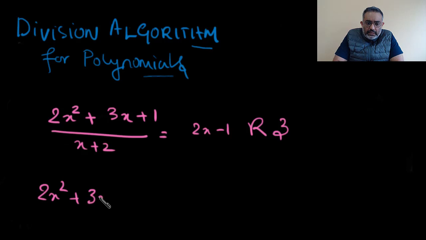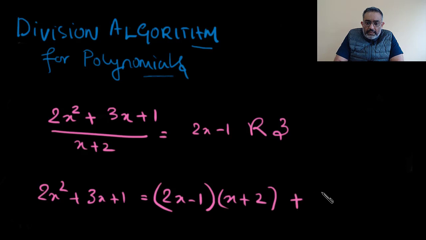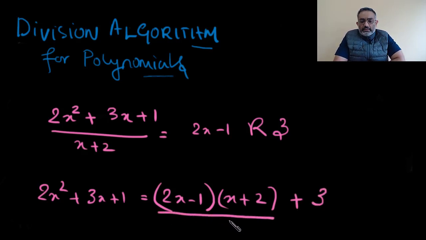squared plus 3x plus 1 is equal to these two terms multiplied together, so 2x minus 1 times x plus 2, plus 3. I urge you to do this, multiply these two things at home and add 3, see if you get this, and I am pretty confident that you would be able to prove this equality. So there you have it. That is the fundamental nature and concept of the division algorithm for polynomials.